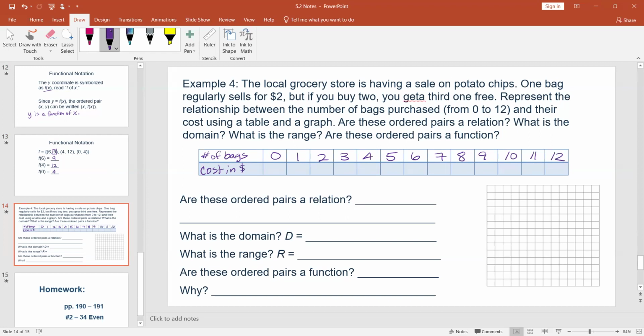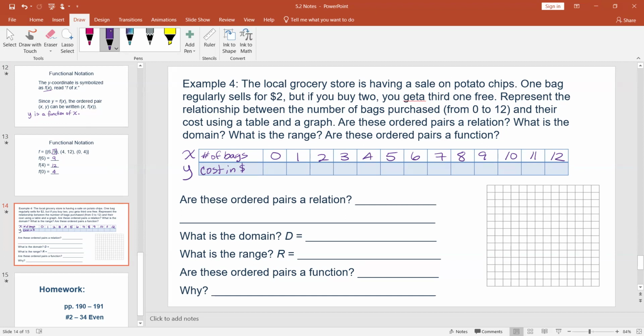Okay. Now, let's go ahead and think about this. Which one of these would be X and which would be Y? Is the number of bags I purchase in any way dependent on the cost of those bags? No. How much I'm going to pay at the register is entirely dependent on how many bags of potato chips I'm going to buy. So the bag of chips is our X. That's our independent variable. The cost is completely determined by how many bags of chips I buy, so it's completely dependent. That's our Y.